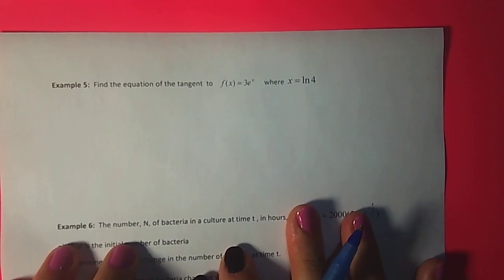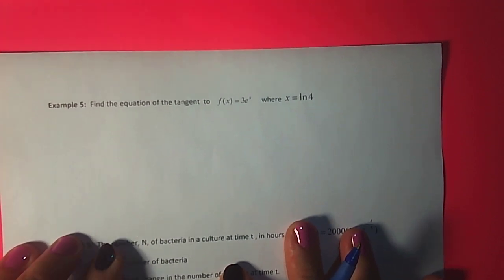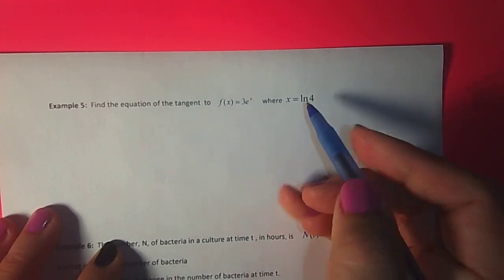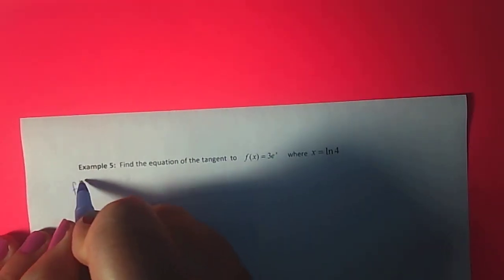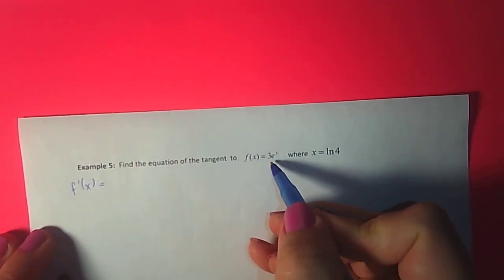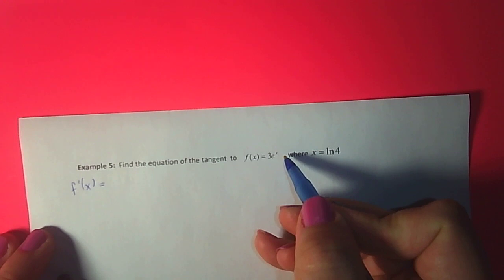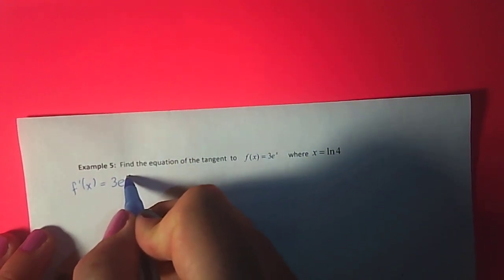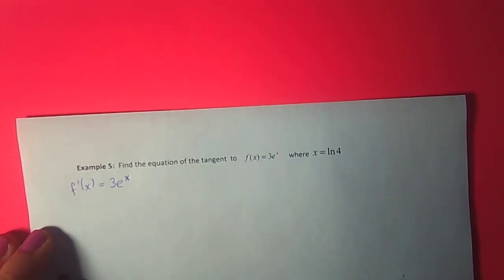Let's look at example 5. Find the equation of the tangent to f of x equals 3 times e to the power of x, where x is ln 4. So similarly, first we are going to get the derivative. So derivative is 3 times derivative of e to the power of x, which is e to the power of x. So derivative is also 3 times e to the power of x.